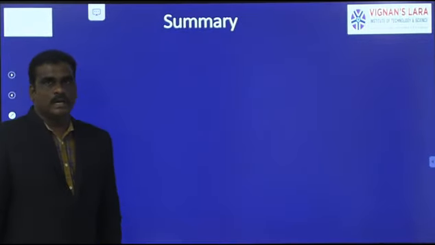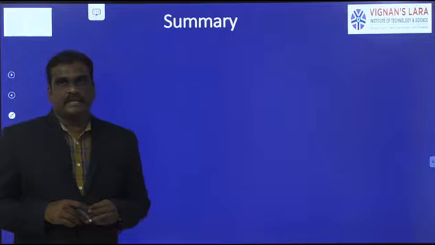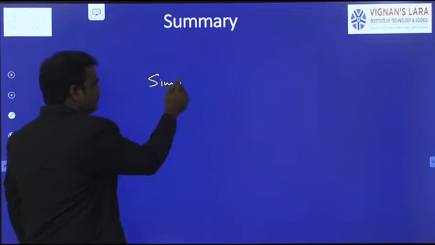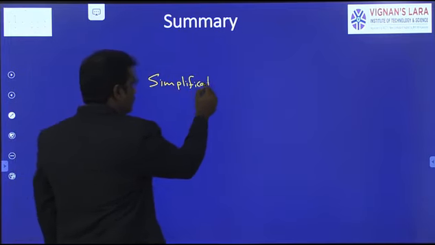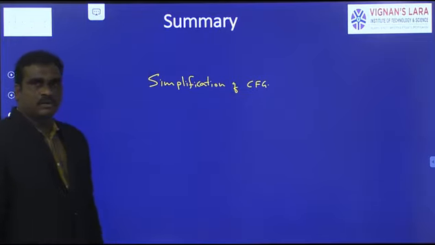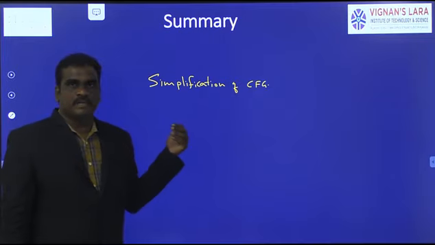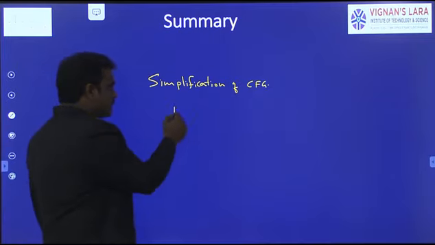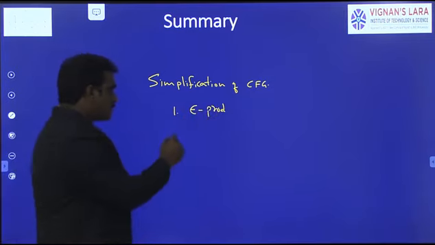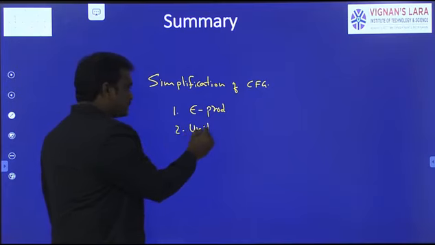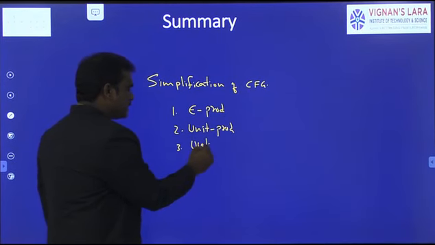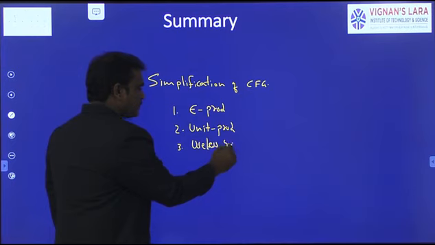Now, the summary. In this class, I have discussed the simplification of context-free grammar. In this simplification process, I explained how to eliminate epsilon productions, how to eliminate unit productions, and how to eliminate useless symbols.